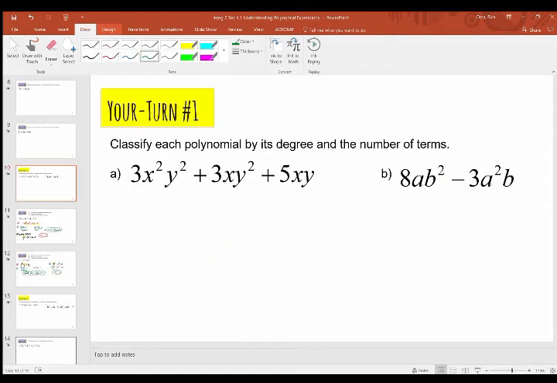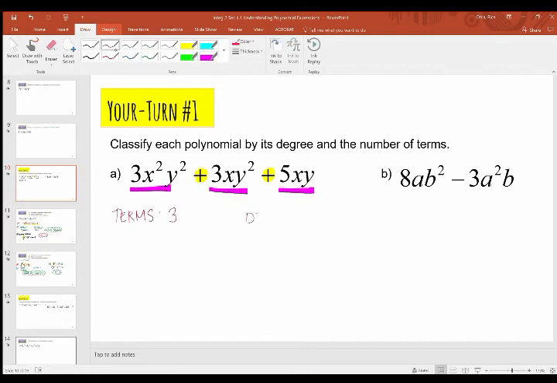Name the polynomial by its degree and the number of terms. Notice how with this expression we have two variables. Let's start off with identifying the number of terms. So we know that the terms are separated by the plus signs. Here are our plus signs. And as a result, we have 1, 2, 3 terms.